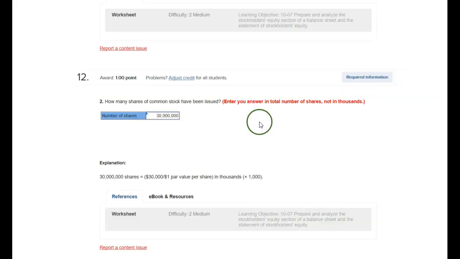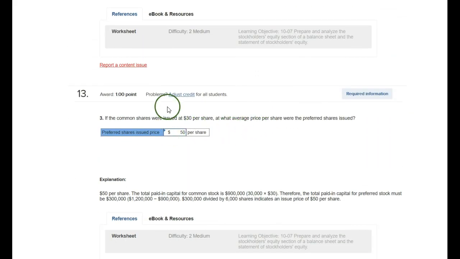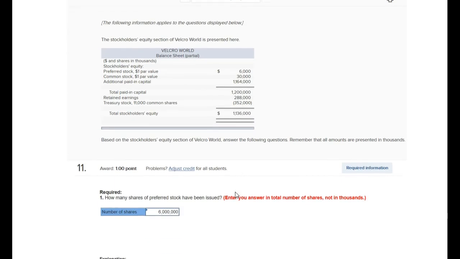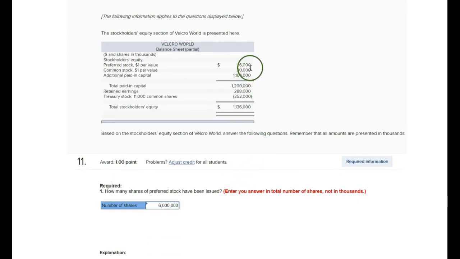Let's go back to the question. If the common shares were issued at $30 per share, at what average price per share were the preferred shares issued? Now the answer is $50 per share. That's the average amount we sold per share for the preferred stock shares. Let's see how we get this. Now before we look at the answer, let's go back to the balance sheet here. And remember, all these numbers are in thousands of dollars. So really the total paid-in capital is $1.2 billion.